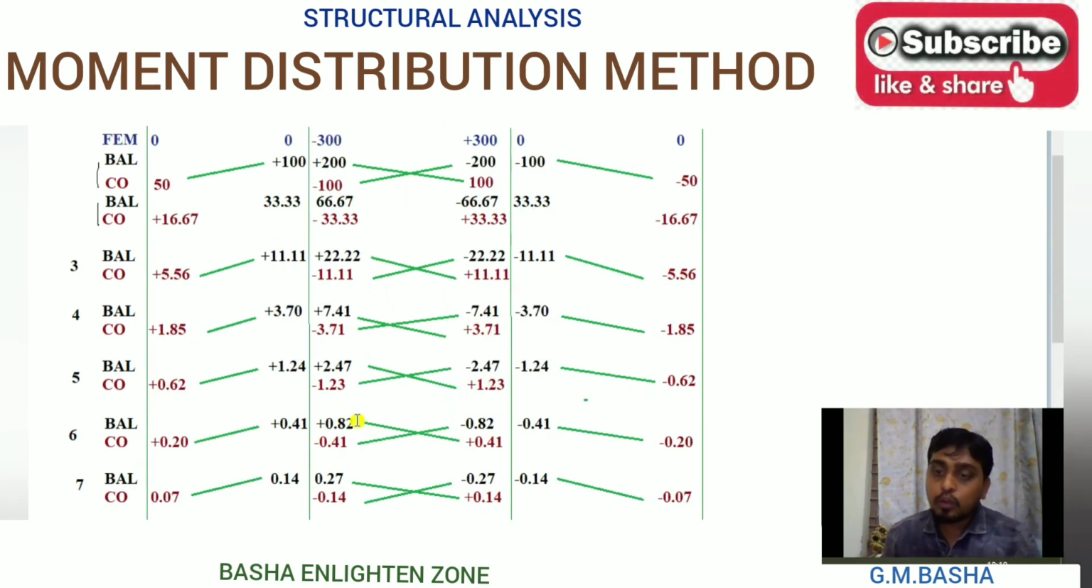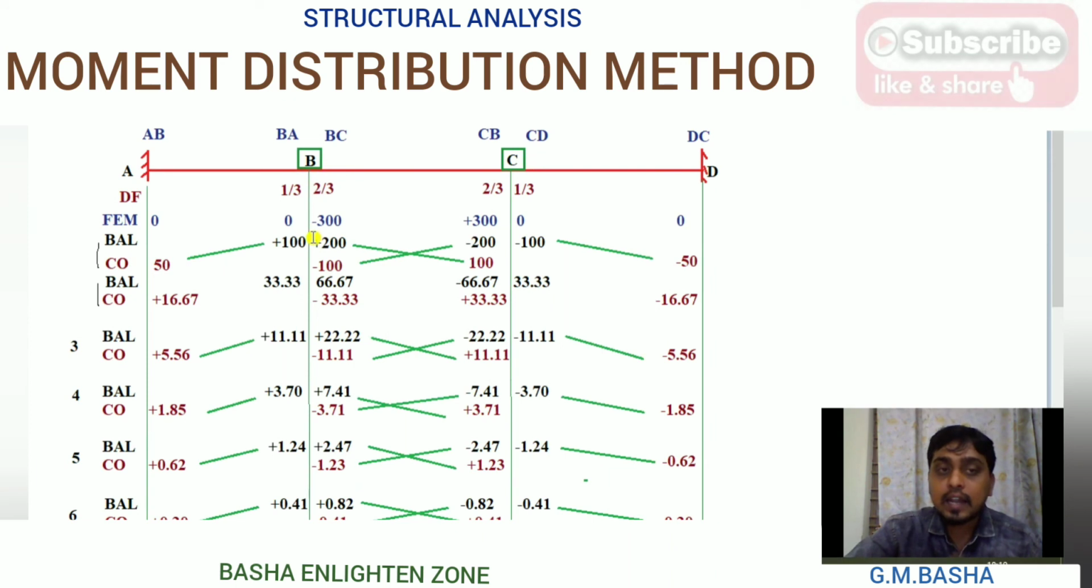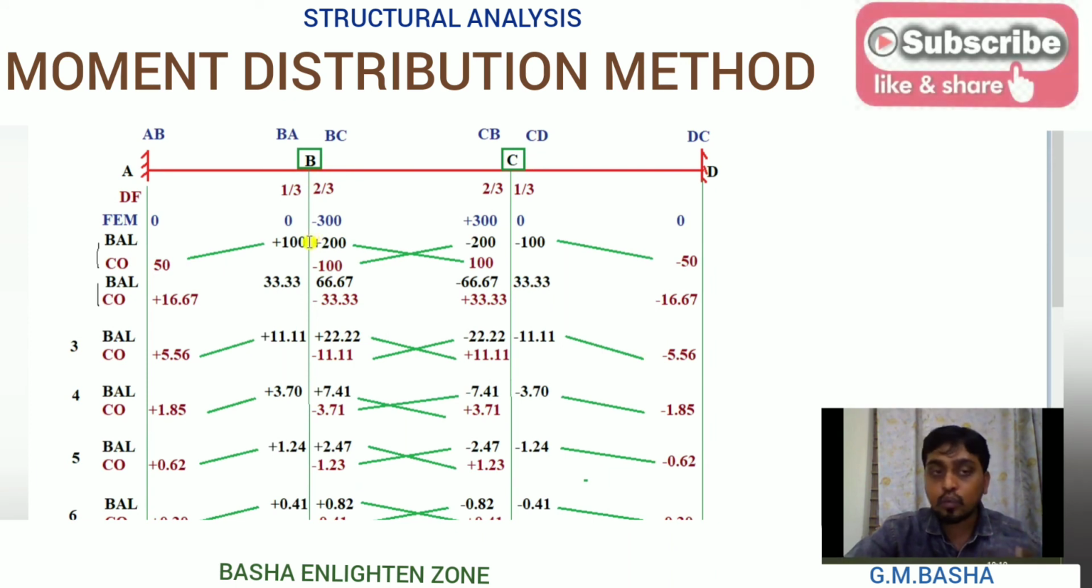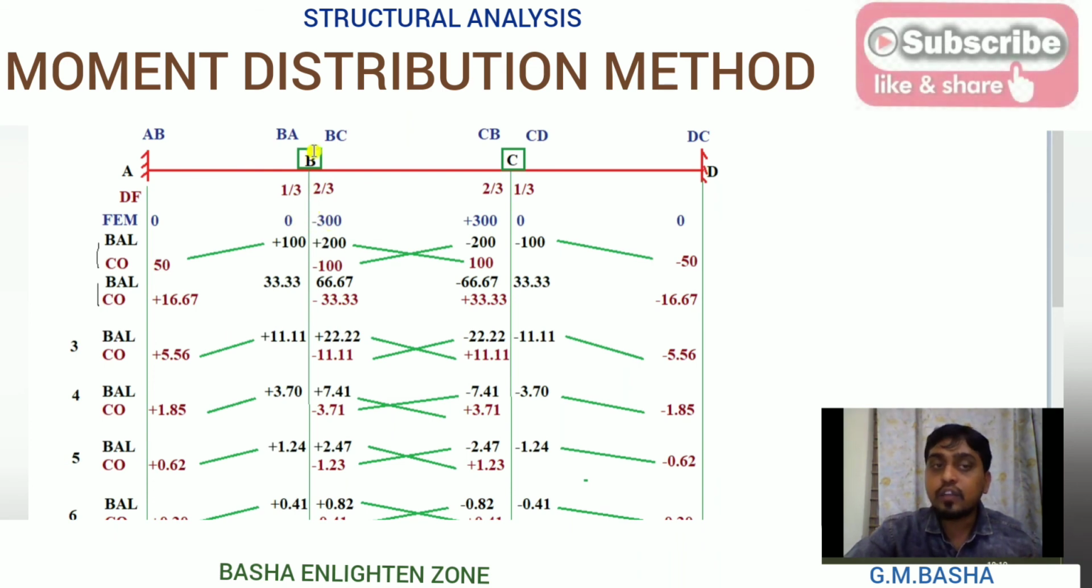So in what way you have to balance? You can take sum of the moments at a particular joint. For example, at B, you have to add these two moments, and then whatever the distribution factor you want, you can multiply with that moment. For example, 0 minus 300, if I want distribution factor for BA, it means into 1 by 3. Again, if I want distribution factor for BC, it means into 2 by 3, 0 minus 300 into 2 by 3. Like that, you will repeat the same trials.